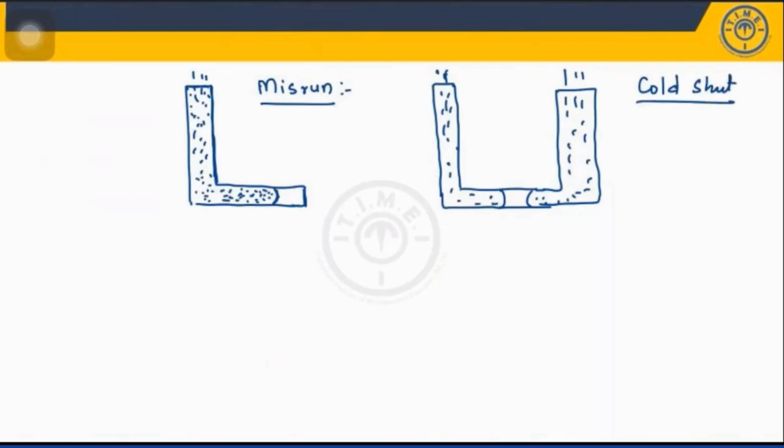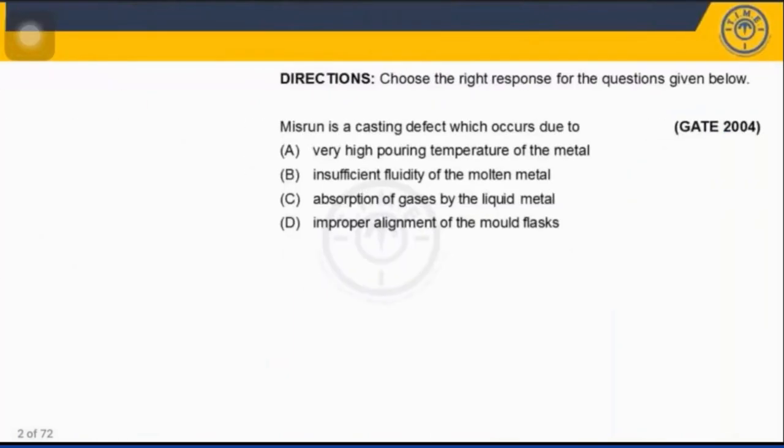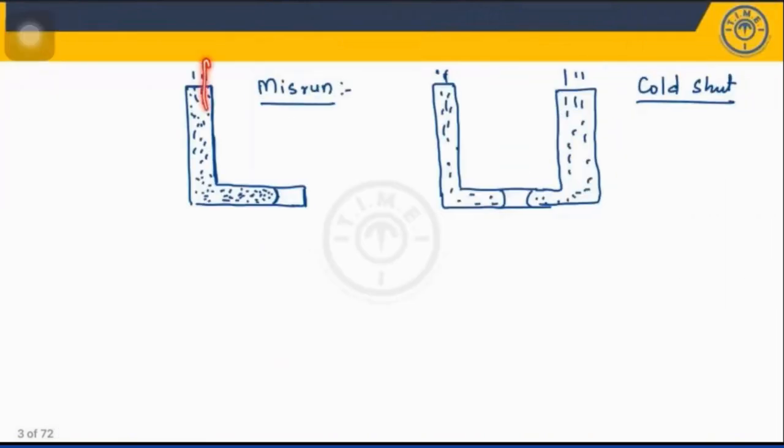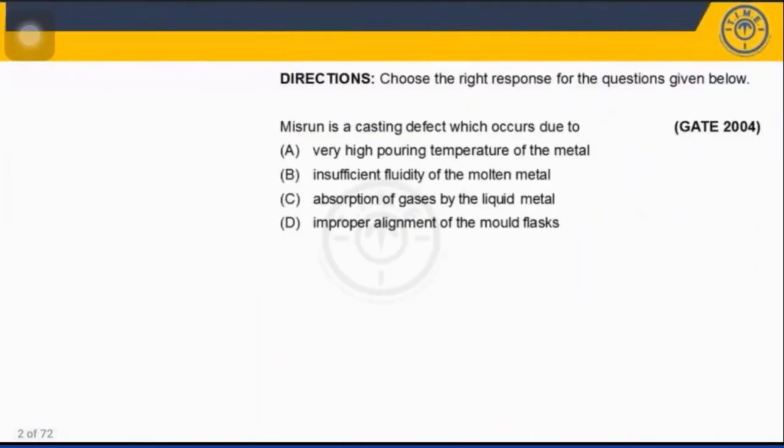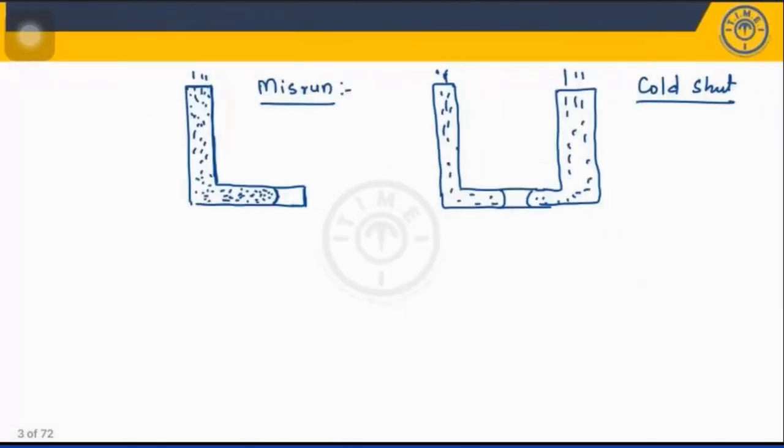And both types of defect are basically because of the insufficient fluidity of the molten metal. The liquid molten metal which you are using to fill this mold cavity is not able to easily flow to the end section. So the correct answer for this question is B. So choice B will be the answer.